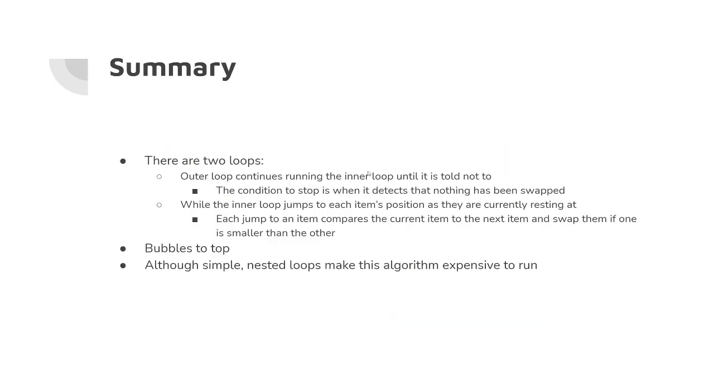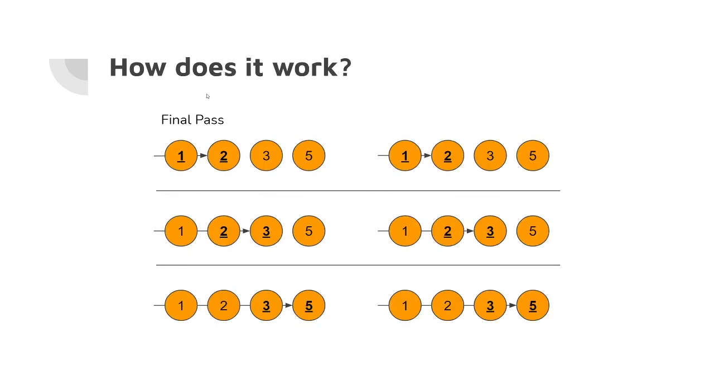So a summary of how that works is that there are two loops. The outer loop continues running the inner loop until it is told not to. And the condition to stop running that is when it detects that nothing has been swapped through the entire check of all the numbers. So in our last pass here, this is what it's doing. It's going through all of the sets of numbers and telling, oh, nothing has been swapped on the first two sets, nothing has been swapped on the second set, and nothing has been swapped in the last set. So now you can stop.